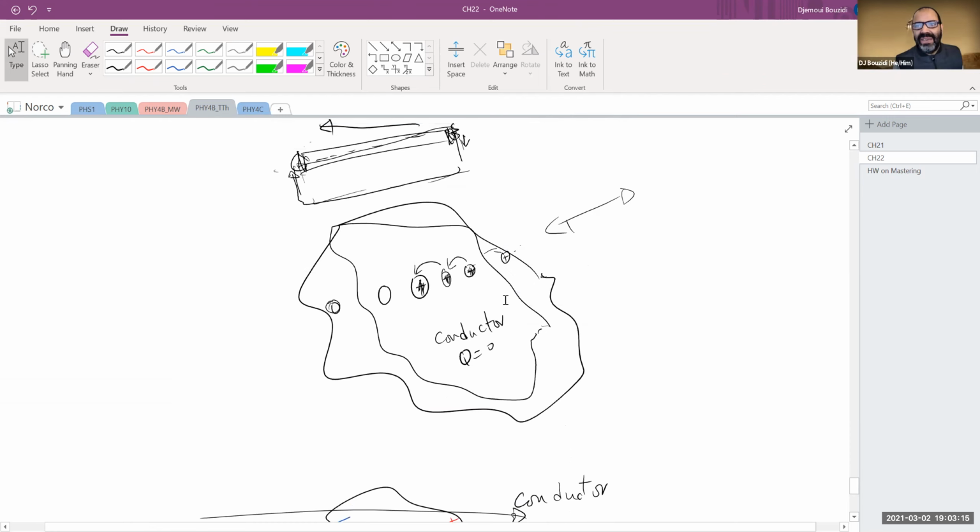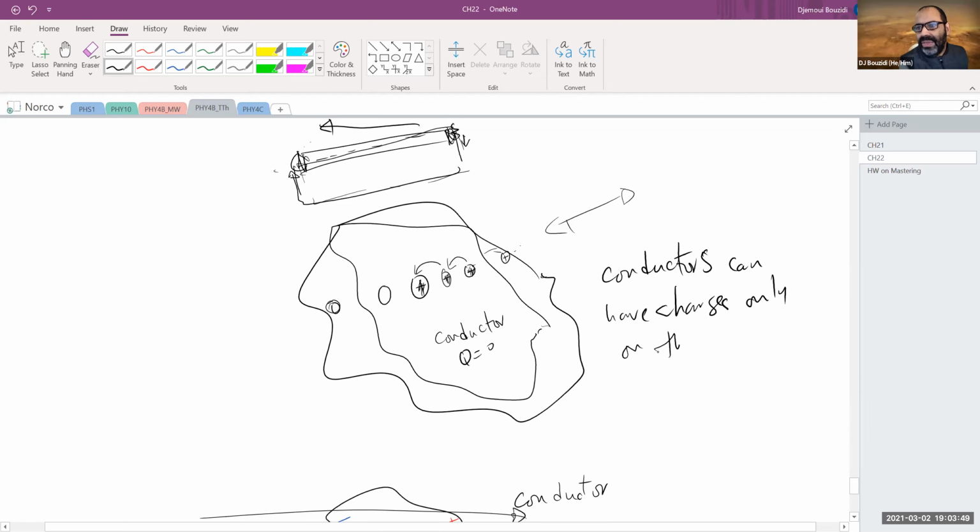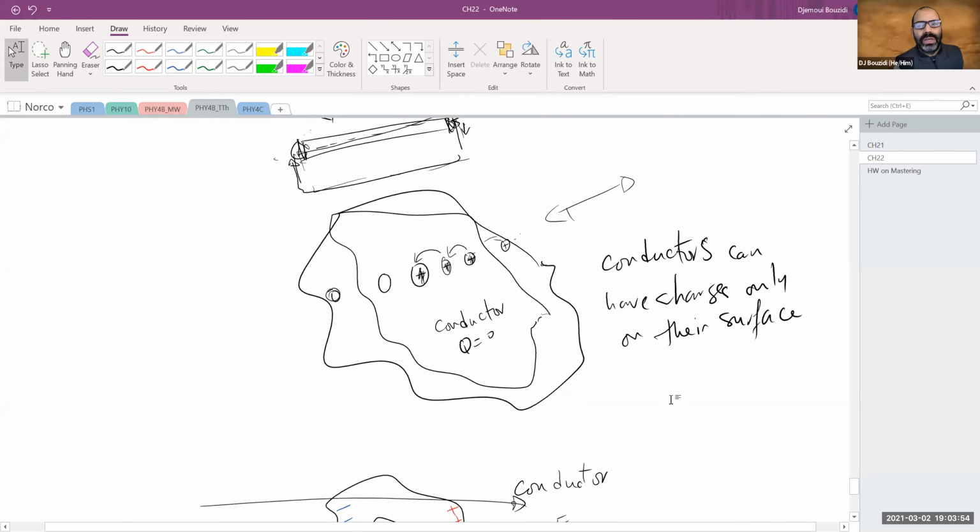I just argued that you can never have charges enclosed inside the bulk of matter, no matter which way you do it, because they will shuffle themselves around so that they neutralize everything until they reach the edge, in which case they cannot, because they cannot borrow charges from the outside. So in this case, the charge can only be on the surface. That is actually the property of a conductor. So conductors can have charges only on their surface. So you cannot have a charge inside the conductor.